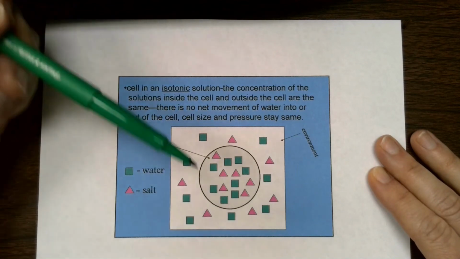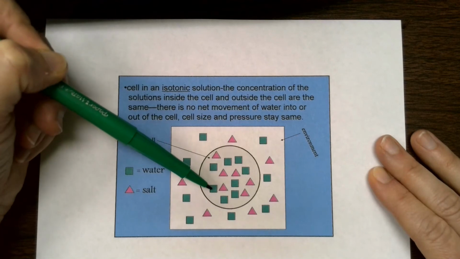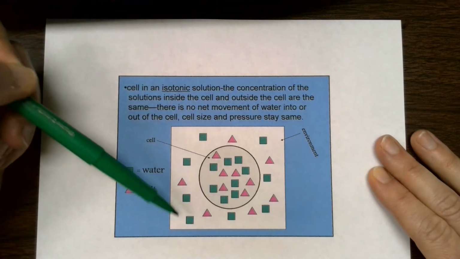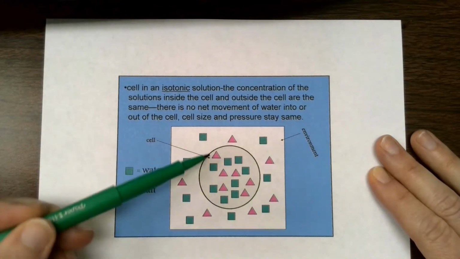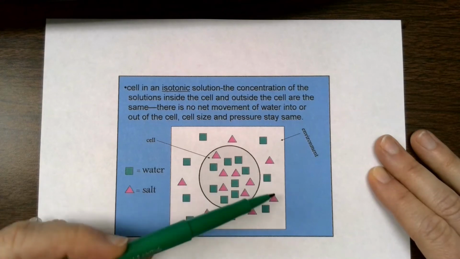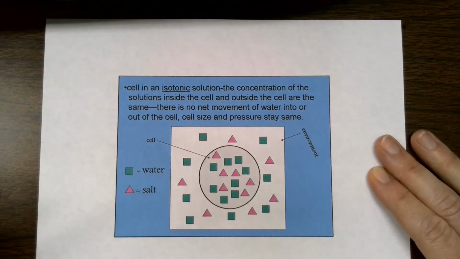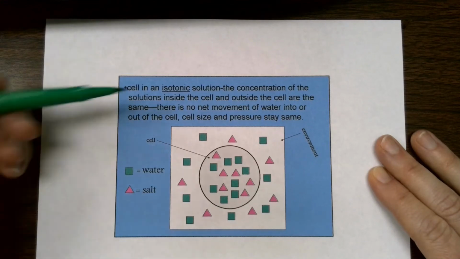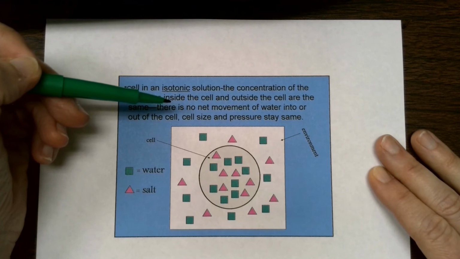So let's see how many waters we've got inside. 1, 2, 3, 4, 5, 6, 7, 8 waters on the inside. There are also 8 waters on the outside. There are 6 salts on the inside, and 6 salts on the outside. So the concentration on either side of the membrane is the same, so there's not going to be any net movement of water into or out of the cell.